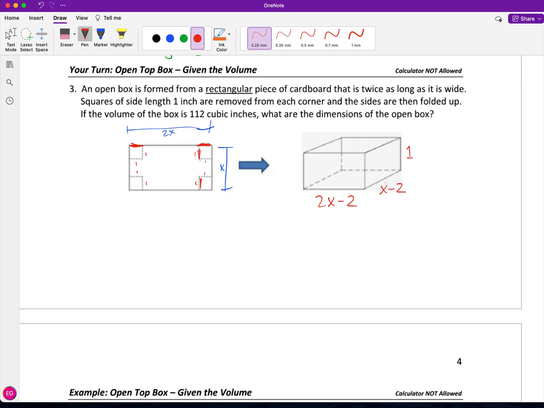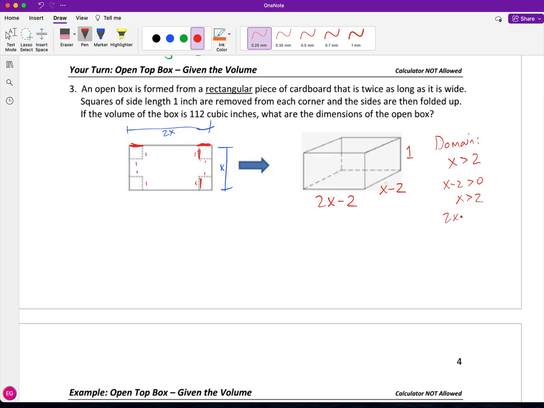All right, so I get that the dimensions of this box are going to be 2x minus 2, x minus 2, and 1. And we can actually start right here and figure out a domain because this is going to be important for these types of questions, which is that my domain is going to be x has to be bigger than 2. And that's because my side lengths cannot go negative. So if I look at the smaller of my two side lengths, which is the x minus 2, it has to be positive. And so x is going to be greater than 2.